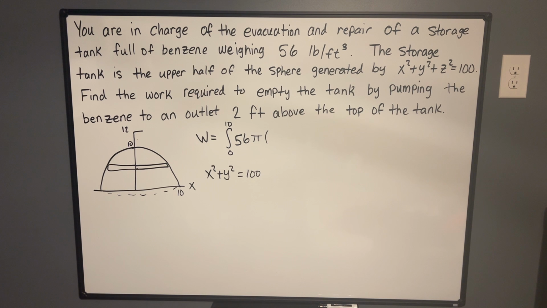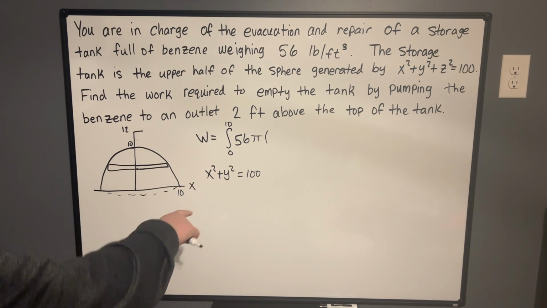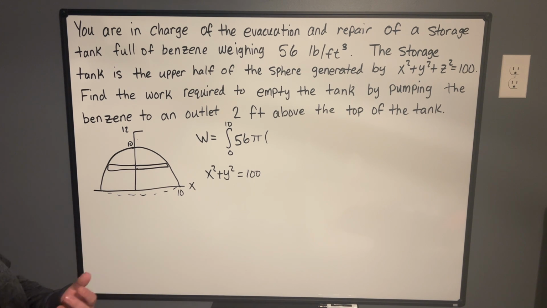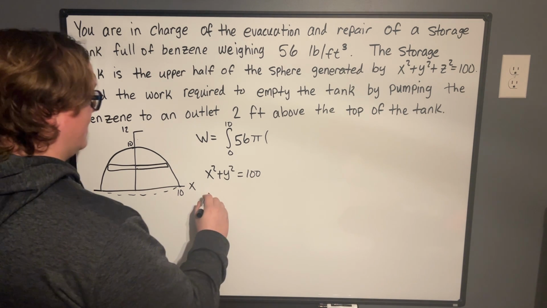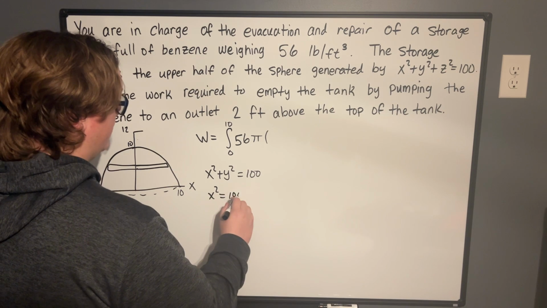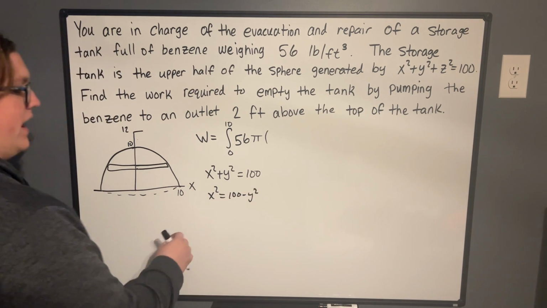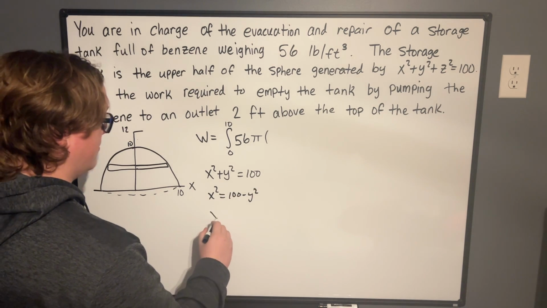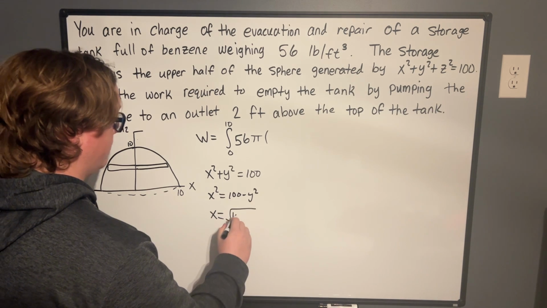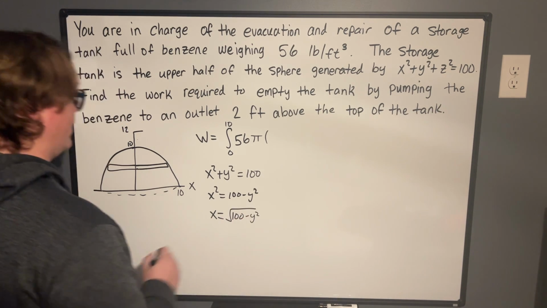And we know that the radius is going to depend on y. So what we want to do is actually solve this for x, because if we solve it for x, then we'll have something that depends on y. So we're going to get x squared equals 100 minus y squared. And then to solve for x, we're just going to take the square root of both sides. So x is the square root of 100 minus y squared.